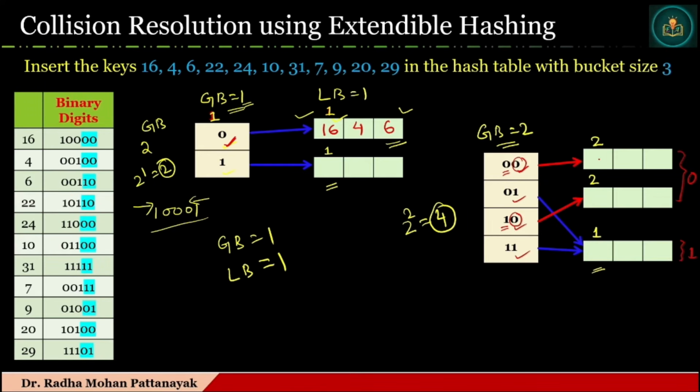00 will point to this and 10 will point to this bucket. Then one bucket didn't divide, that's why 01 is pointing to this bucket and 11 is pointing to this bucket. I hope everybody understood.